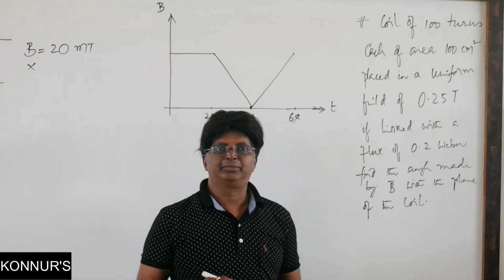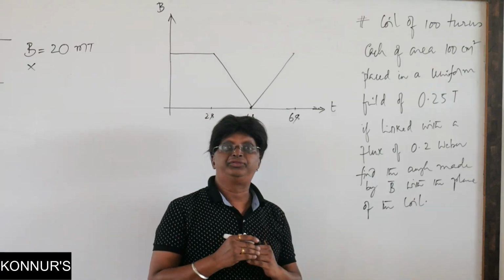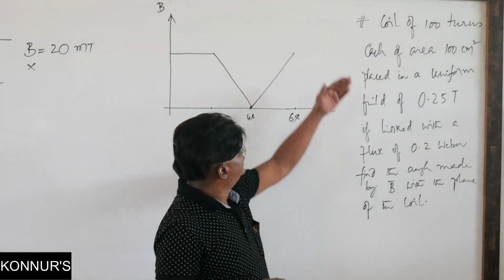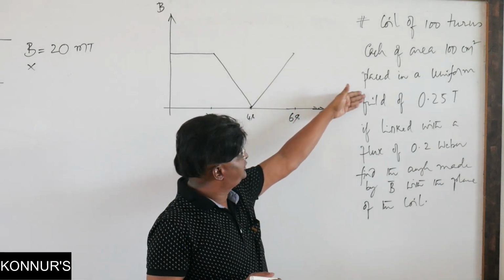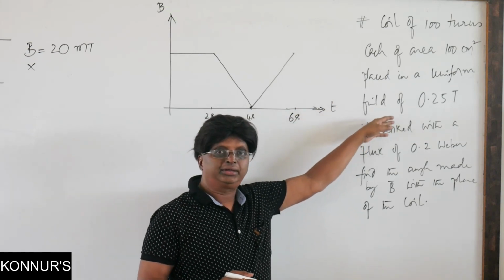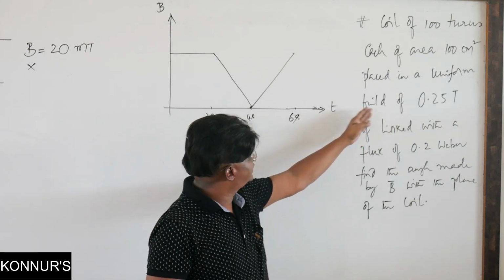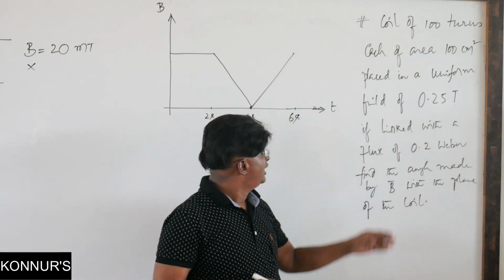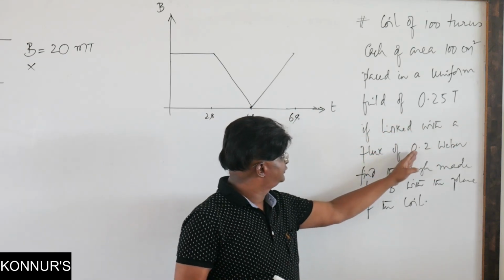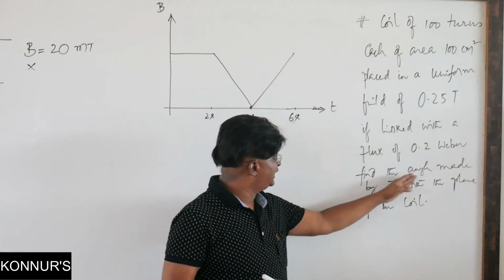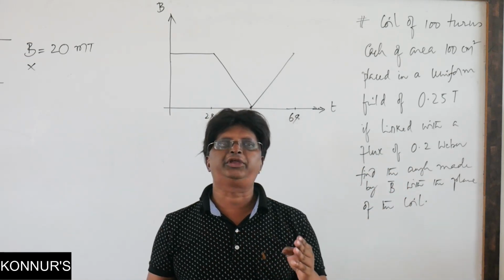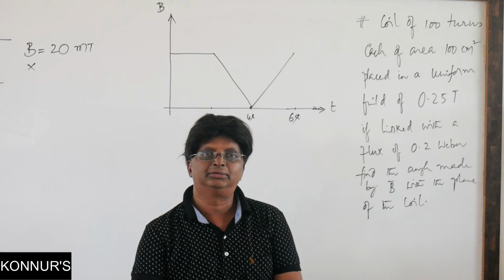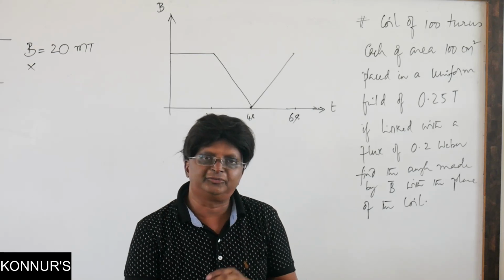See this lengthy example that I have shown. Lengthy in its structure: a coil of 100 turns, each of area 100 cm square, placed in a uniform magnetic field of induction 0.25 Tesla, and if it is linked with a flux of 0.2 Weber, find the angle made by B bar with the plane of the coil. Very lengthy question but a one line answer, right? What is that? Definition of flux.